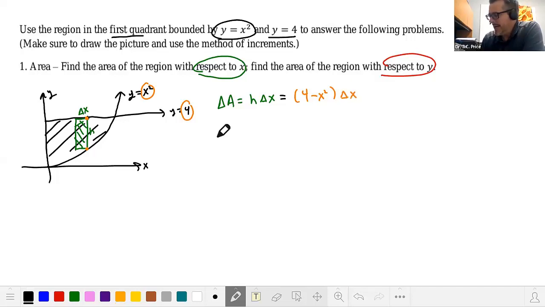And so then my A will be equal to the integral, and I'm going to start here at 0 and then go to this intersection point. So I guess I need to find that intersection point.